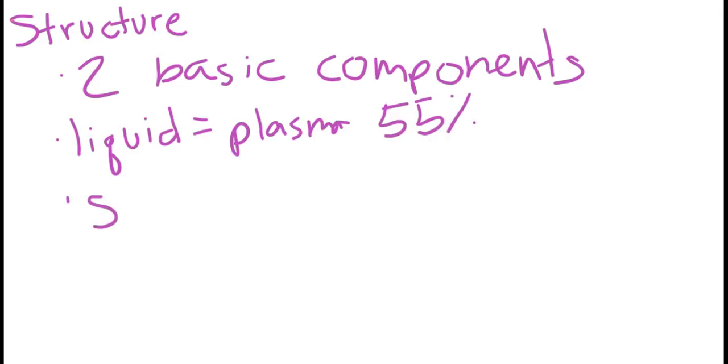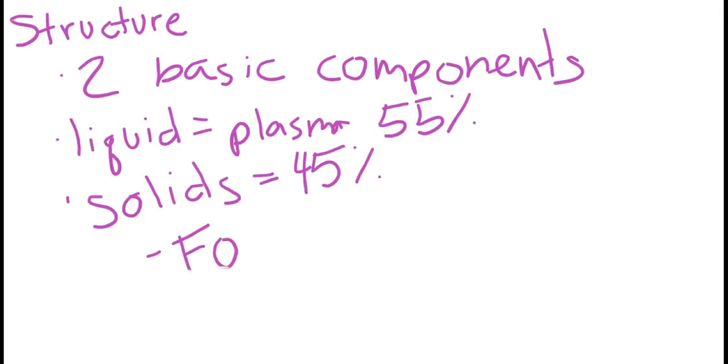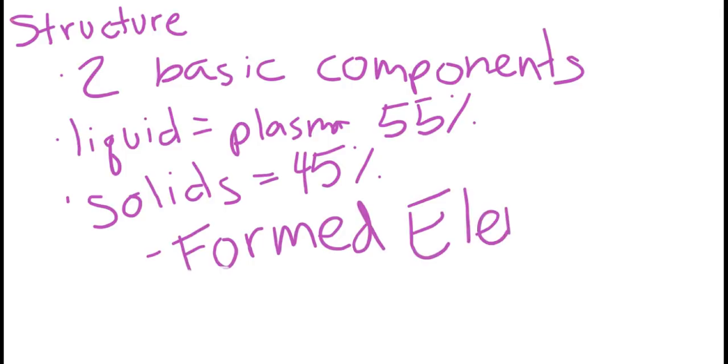And then the second part is the solids. And this is about 45% of blood, give or take. And we'll talk about some scenarios where this number is actually a little higher. But the solid part has a pretty fancy name, and this is known as the formed elements of blood.